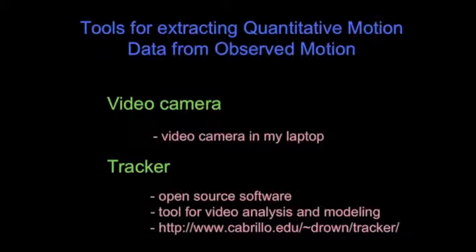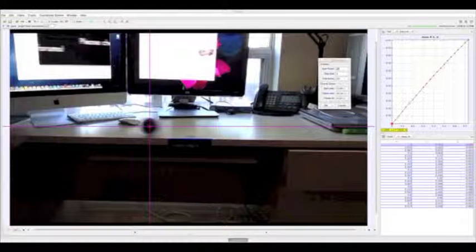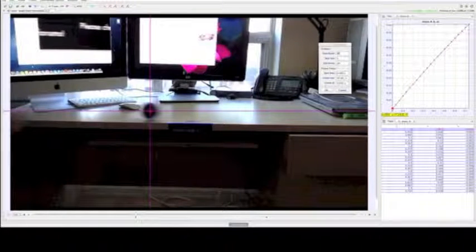In order to extract quantitative motion data from the motion that I observed, I needed only two things: a video camera, I used the video camera in my laptop, and Tracker software. This is what the Tracker screen looks like after I've imported the video and extracted the motion data. Because I wanted to capture only constant velocity motion, I had to exclude the first few frames and the last few frames from the video. The velocity is not constant in the first few frames because the ball is speeding up from rest.